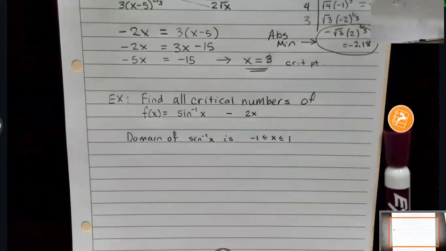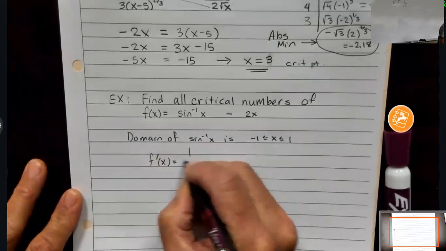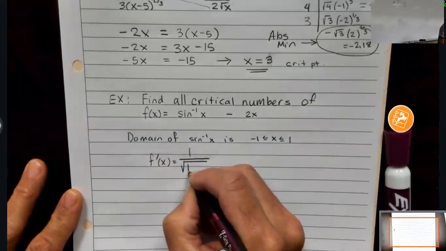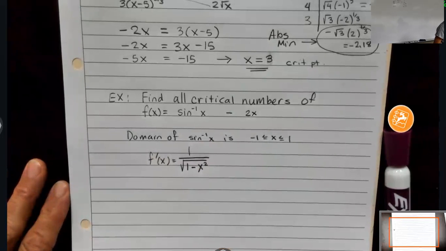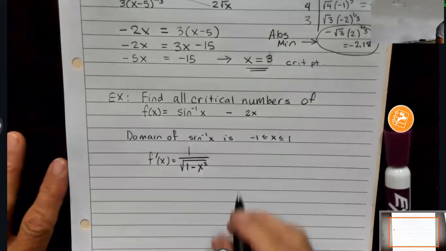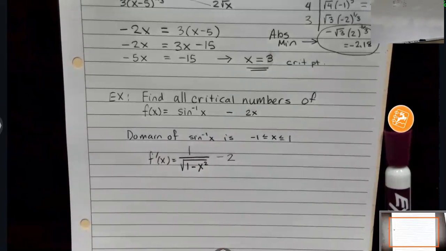So take the derivative. Who remembers that formula for the derivative of the inverse sine? 1 over the square root of 1 minus x squared. Very good. How many others of you knew that? Very good. The rest of you get on it now. And then the derivative of 2x gives me a 2. So set that equal to 0.